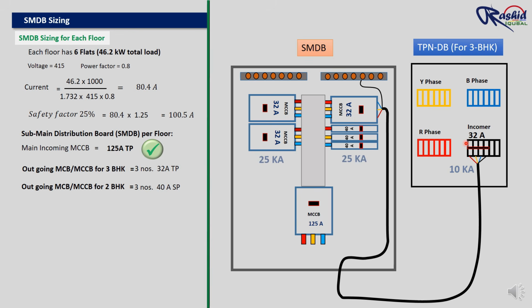Now if we talk about inside the individual DB, here we use TP MCB for protection. Actually, MCB has a lower short circuit rating, around 10 kiloampere. So they will trip first in case of short circuit before the MCCB. You can also select one size higher rating of MCCB in the SMDB outgoing circuit compared to the MCB in the DB incomer.